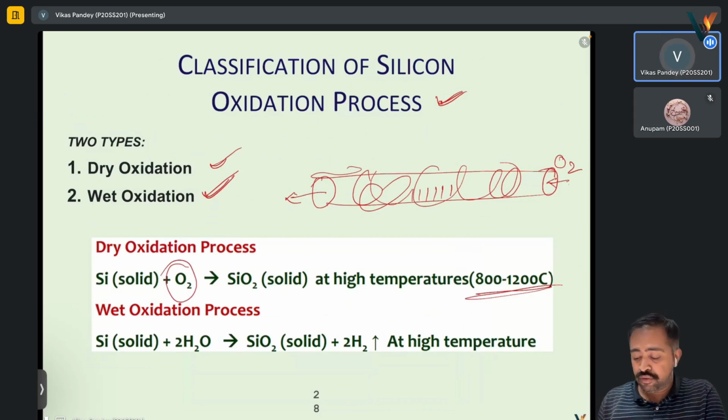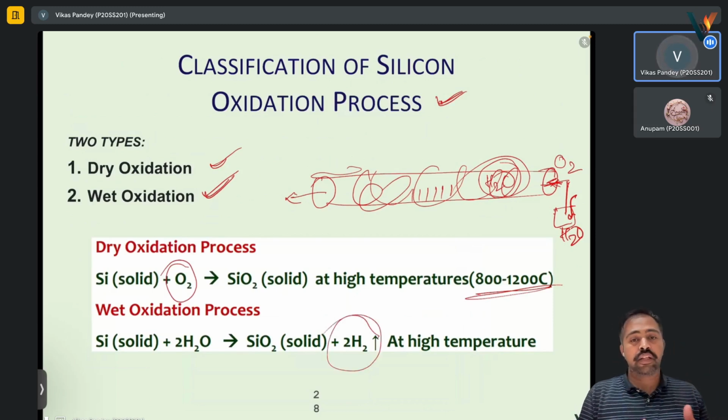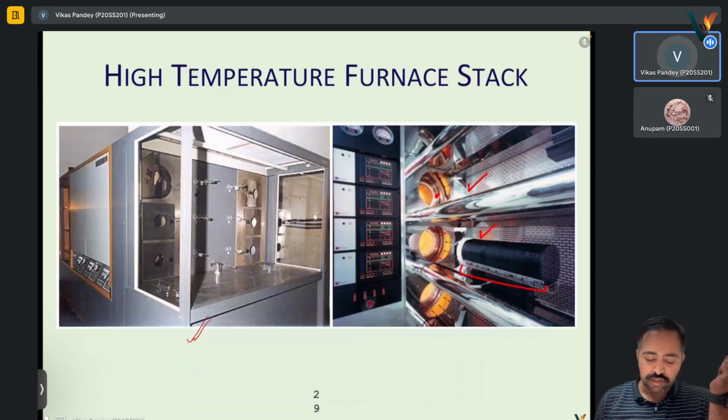In the other case, a gas like nitrogen, which is inert in this process, is bubbled through H2O water and goes into the chamber, so it carries H2O particles. This is a faster process because H2O molecules are smaller compared to O2 molecules. But it has one byproduct, hydrogen, which will try to come out after the reaction is complete. Compared to dry oxidation, the wet oxide will be poor in quality since it has a byproduct that is gaseous in nature and will try to come out. The furnace looks something like this, where we have different stacks.